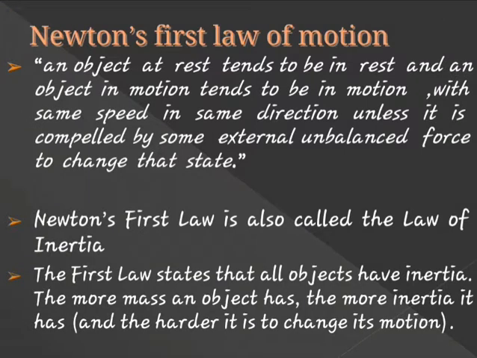Now, here comes our topic, Newton's first law of motion. An object at rest tends to be at rest. An object in motion tends to be in motion with the same speed in the same direction unless it is compelled by some external unbalanced force to change that state. Newton's first law is also called the law of inertia. The first law states that all objects have inertia. The more mass an object has, the more inertia it has.